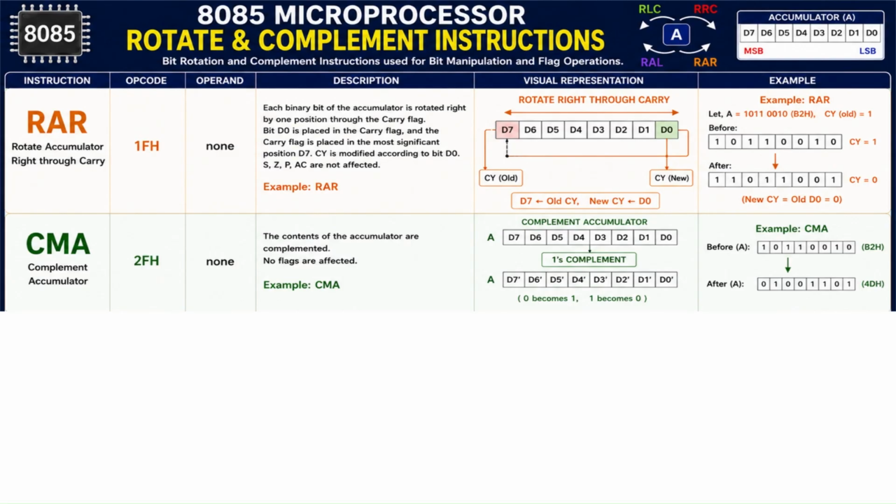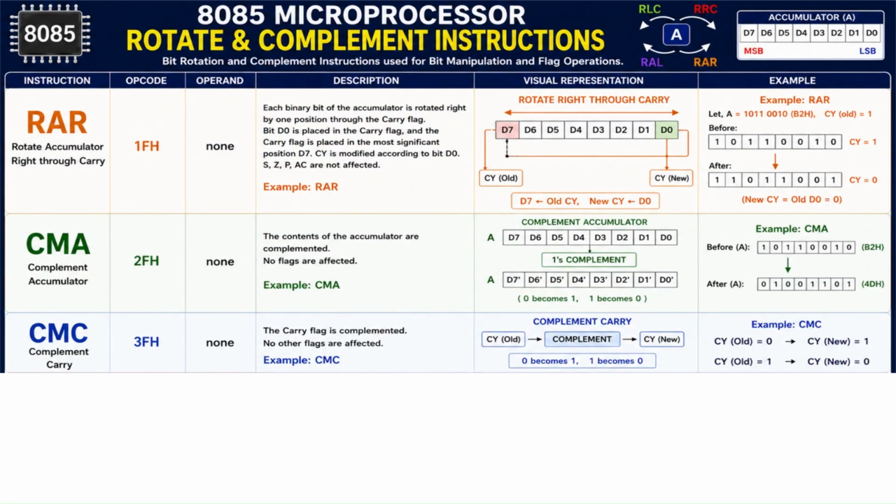Let's see the example. Accumulator contains 10110010, which is B2H. Let's perform the complement. So the answer is 01001101. This binary corresponds to 4DH. Therefore, after executing CMA, the accumulator contains 4DH and no carry flag is affected.